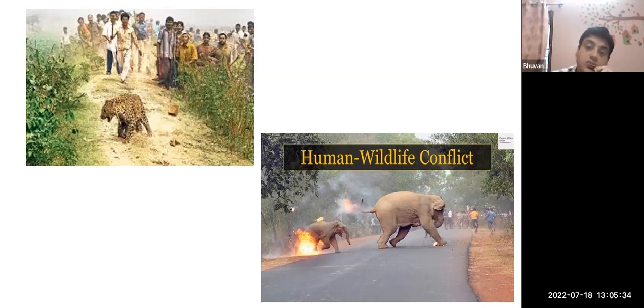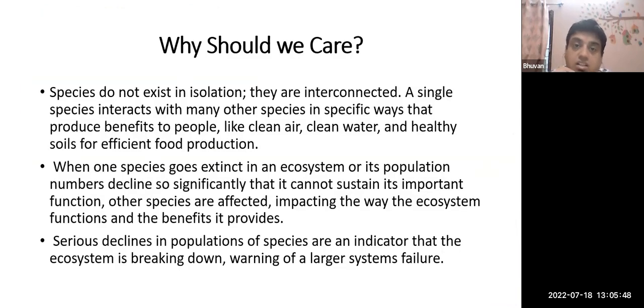In the second picture, you can see a clear example where the villagers are using firecrackers to drive away these elephants, and the elephants have caught fire. The baby of the elephant has caught fire because of that. So increased human contact with wildlife is challenging for both species, whether it is humans or wildlife. So this needs to be addressed as soon as possible.